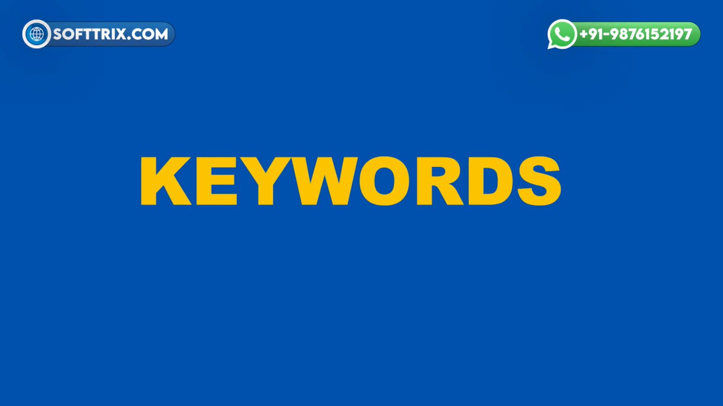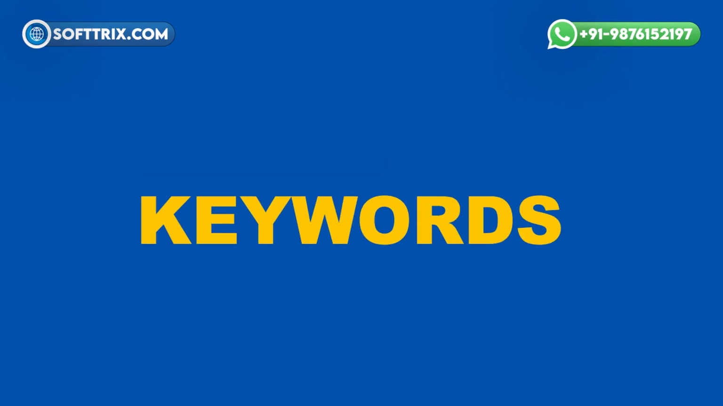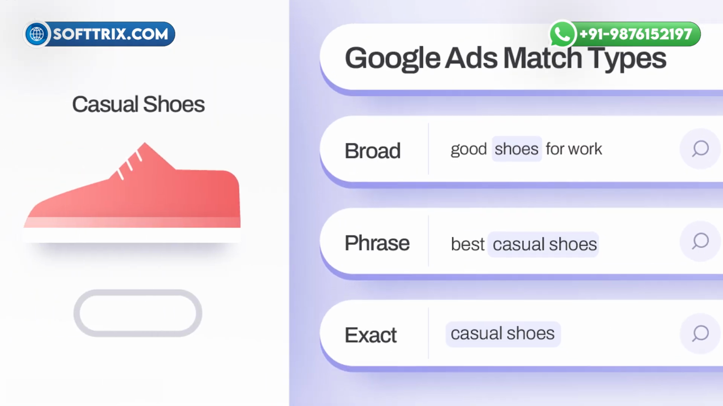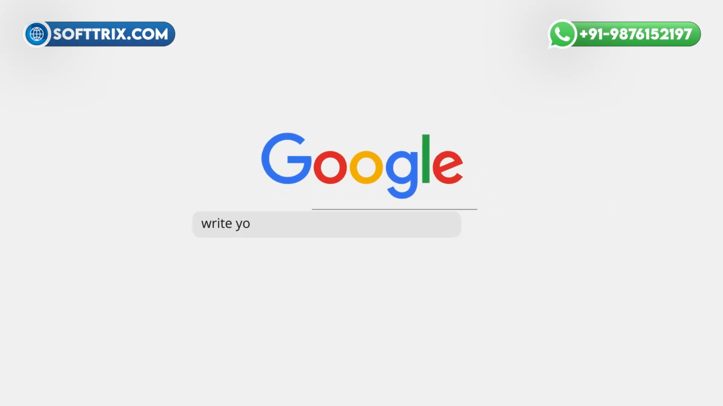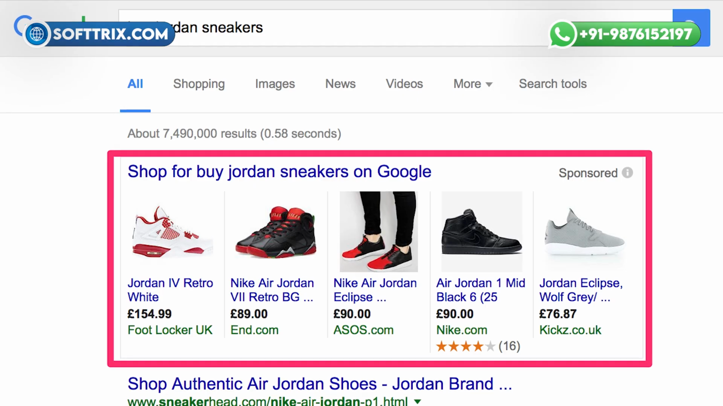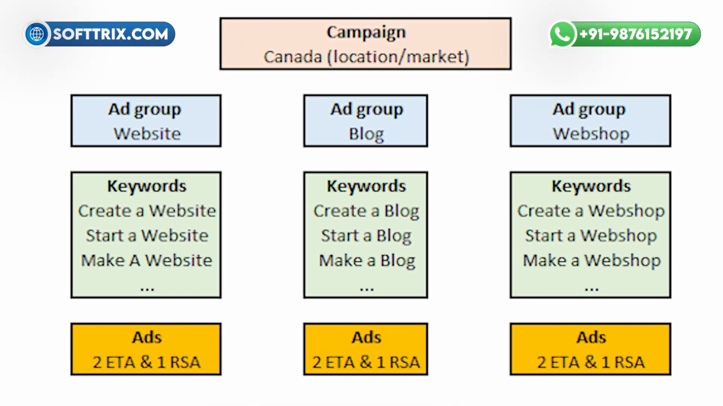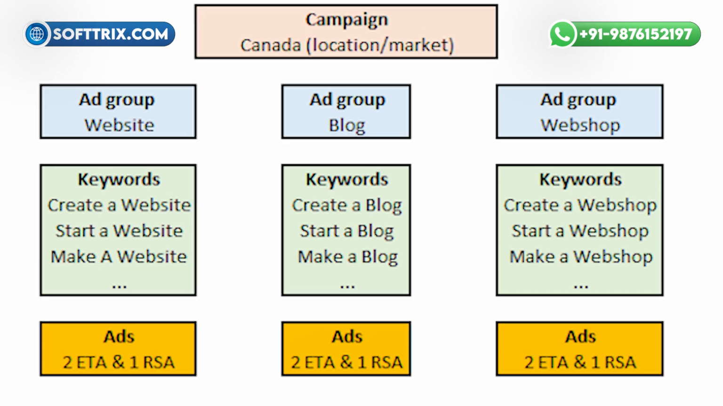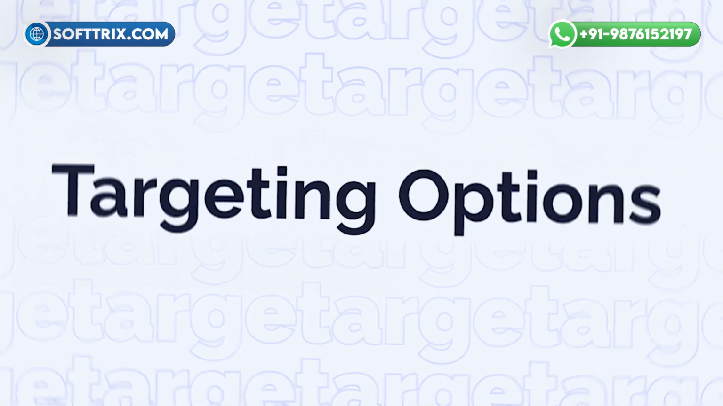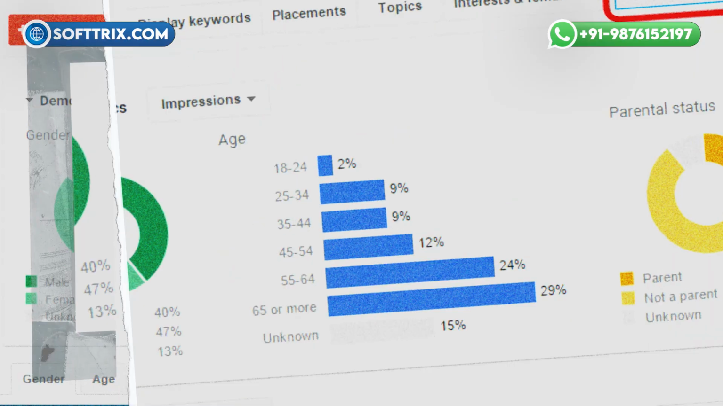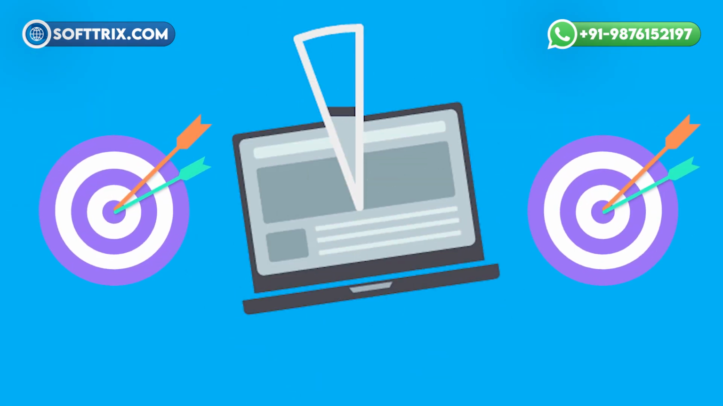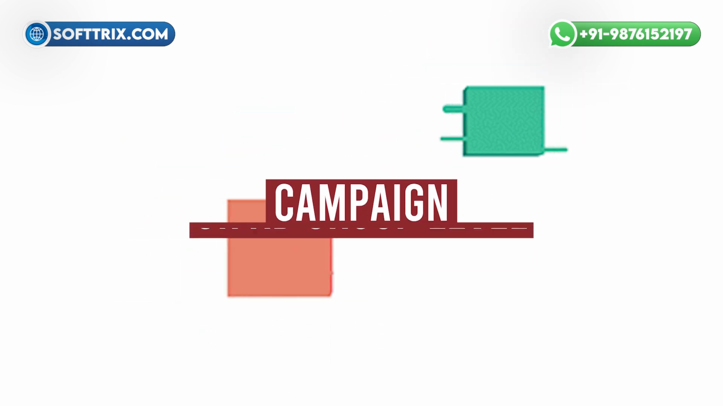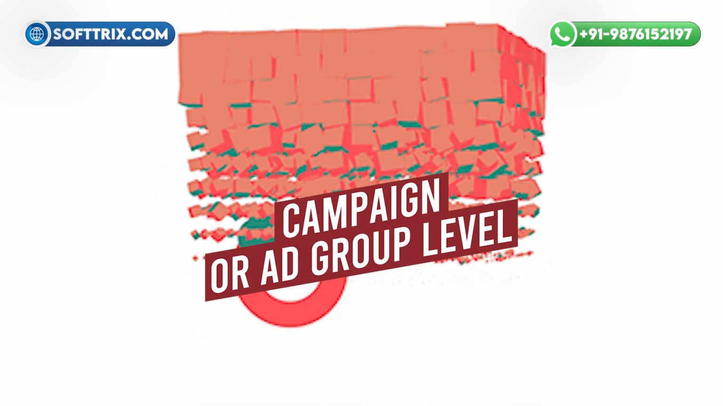Now let's go to the fifth point, keywords and targeting. Keywords are the terms or phrases that trigger your ad when users search for them. Each ad group contains a set of keywords that are relevant to the ads in that group. Now we have targeting options. This includes demographic targeting, device targeting and more. These settings can be applied at the campaign or ad group level.